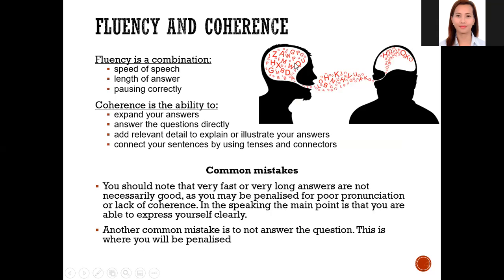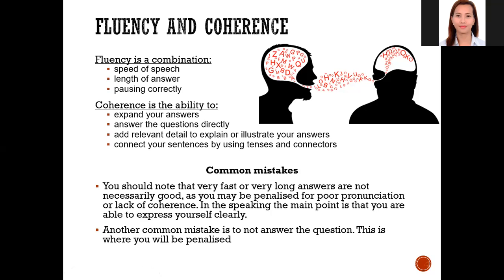Okay, so fluency is a combination of speed of speech, length of answer, and pausing correctly. Coherence is the ability to expand your answers, answer the questions directly, and add relevant details to explain or illustrate your answers. Connect your sentences by using tenses and connectors. When we say connectors, we mean words like firstly, secondly, thirdly, or for starters, and the next and the last, or consequently, as a result. Those are what we call connectors.